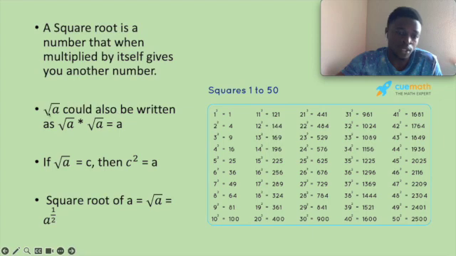Now, this is the sign of the square root. One thing you have to keep in mind is when you multiply two square roots with the same numbers inside or the same variables inside, it will give you the number or the variable inside, which in this situation is a. If the square root of a equals c, then we could say c to the second power equals a.